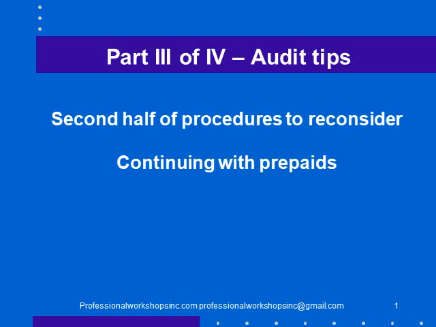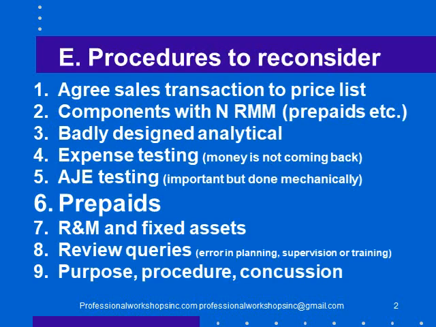So this is part 3 of 4 of Audit Tips. We are in the second half of Procedures to Reconsider, and we're continuing with prepaids. So here is our list of procedures to reconsider. We've done the first 5, and we're now going to start at prepaids and continue on.